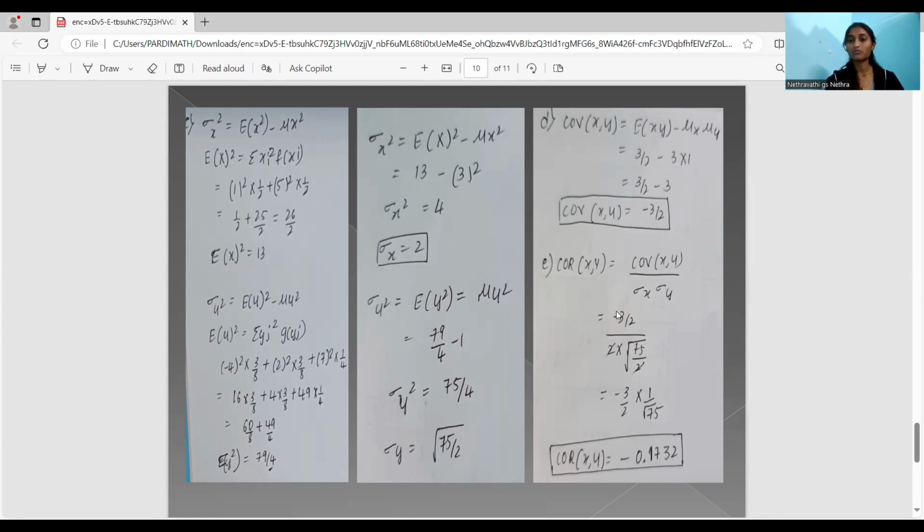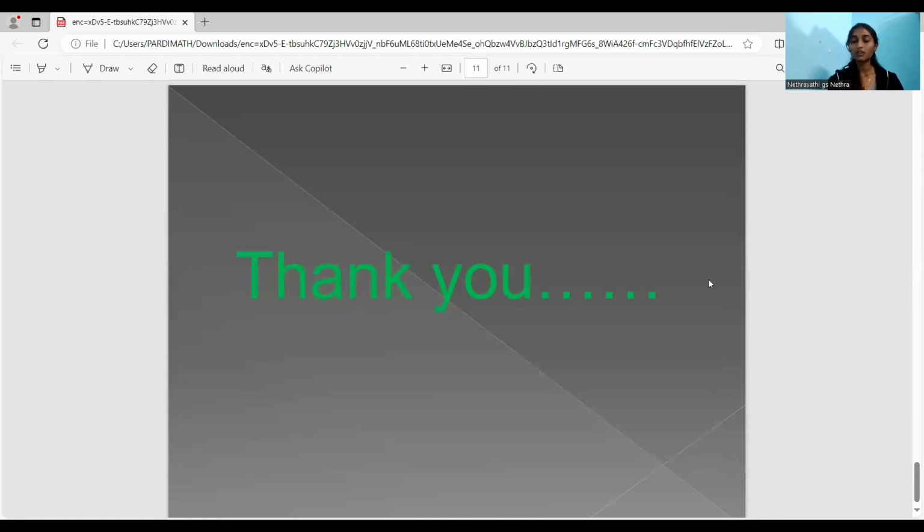This is how we can solve the joint probability distribution and the expectation values, correlation, covariance, and the marginal distribution. This is about my topic.